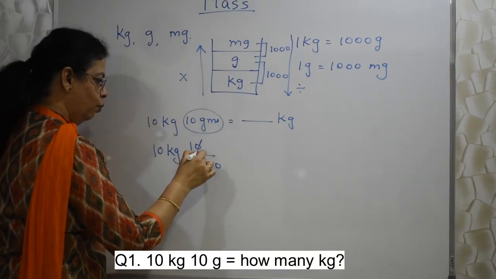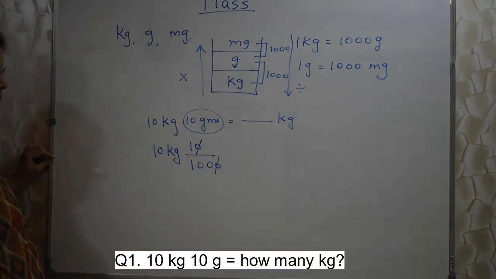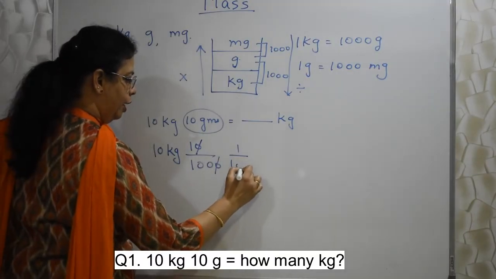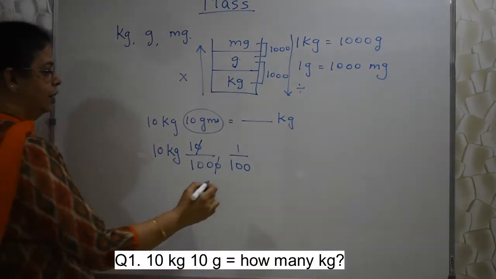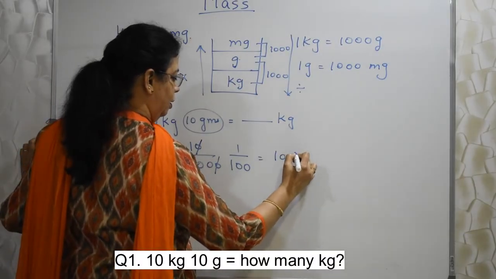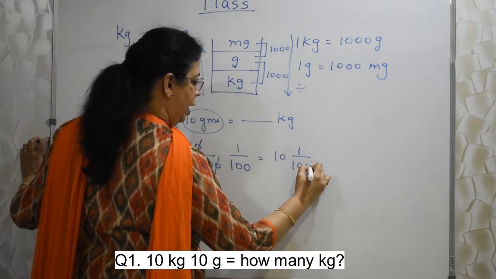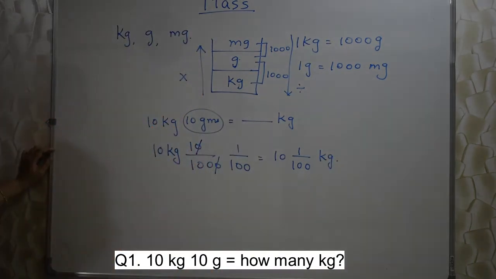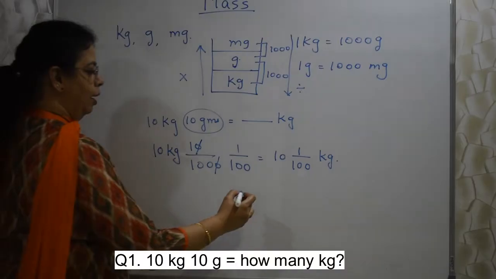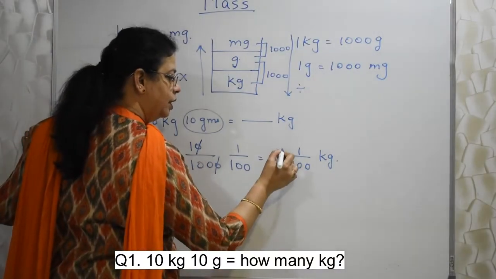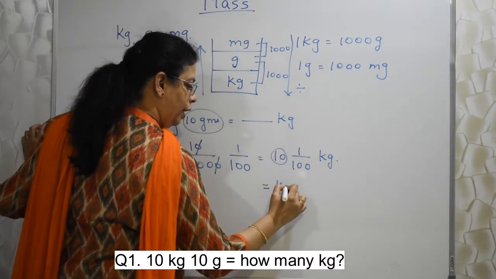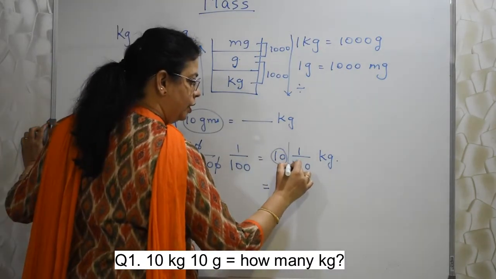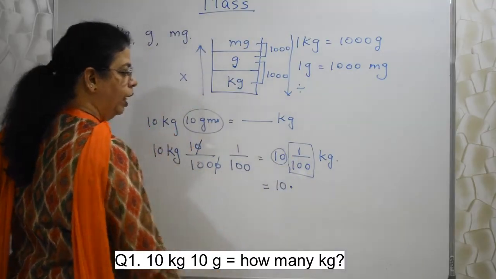So 10 divided by 1000, what do I have? 1 upon 100. So my answer is 10 1 upon 100 kg. But they don't want it in mixed fraction form. They want it in decimal. This is an integer, so 10 and then the decimal will come. I need to convert this into decimal. How can I do that?